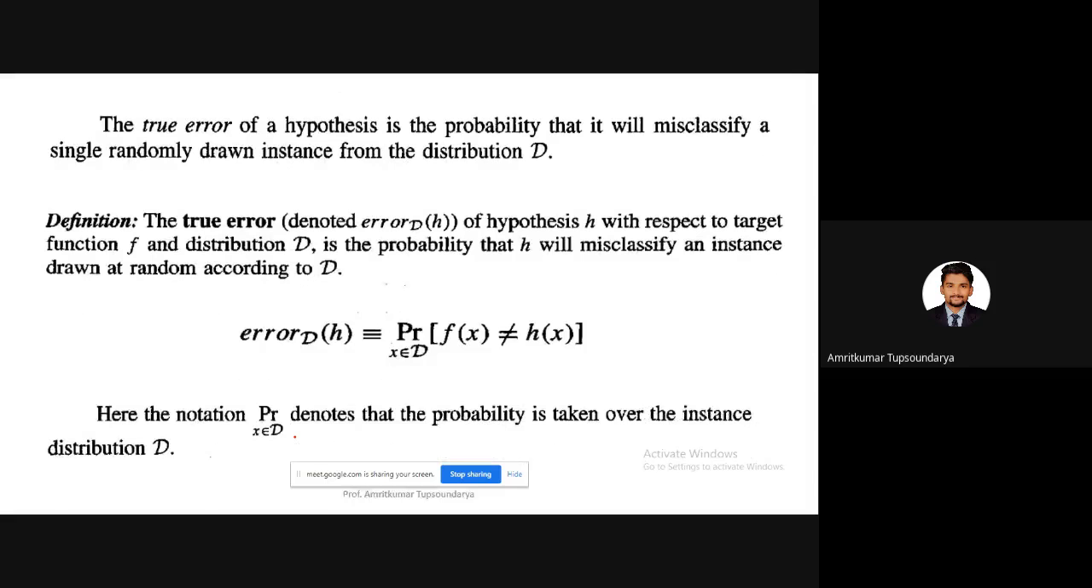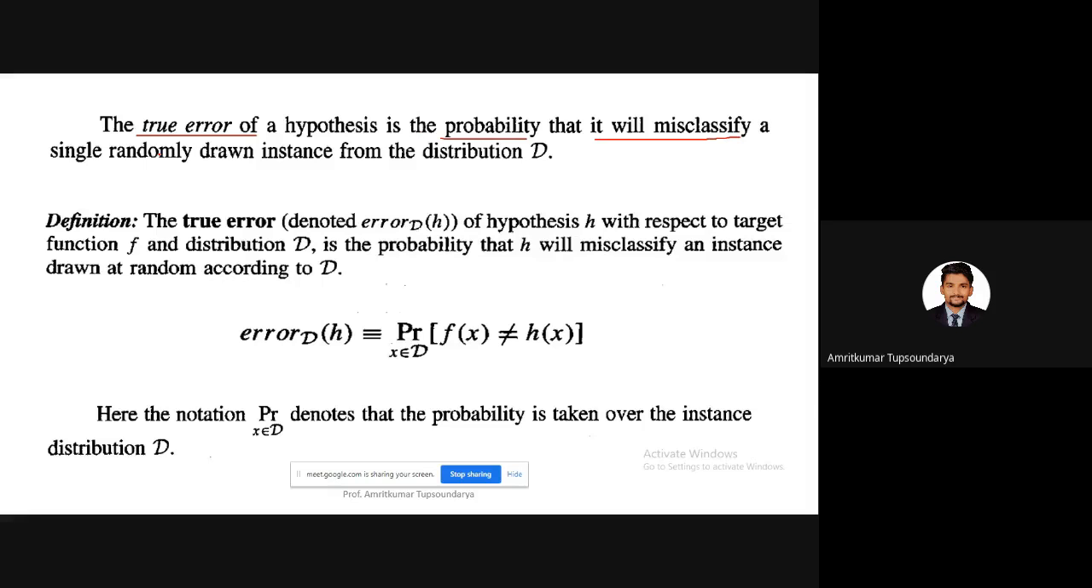Now the true error, what do we understand by the true error? As the name suggests, it is the true error. That means it is the actual error present in the sample data. So again, it is a misclassification, of course, but it is the error which is existing in the data, actually. So the true error of a hypothesis is the probability that it will misclassify.